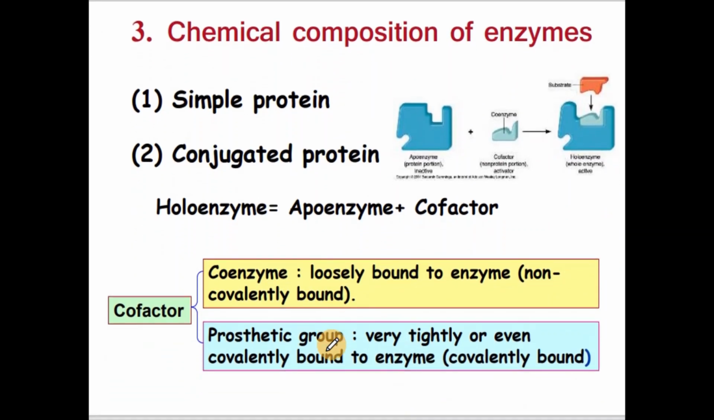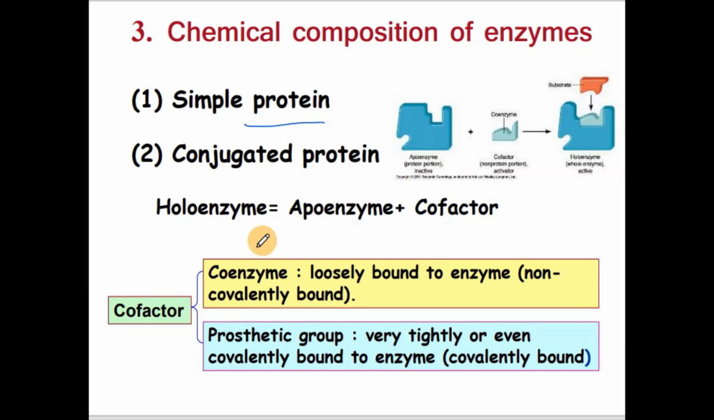Now let's look at the chemical composition of enzymes. So what are enzymes made of? Enzymes, as you said, are proteins. Most enzymes are proteins, but a few enzymes are made of nucleic acids. The enzymes made of nucleic acids are called ribozymes, but most of the enzymes we know are proteins. They are conjugated proteins because they are always linked to different compounds to make them active.